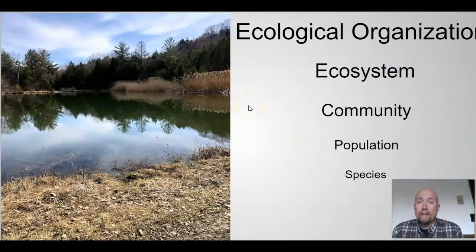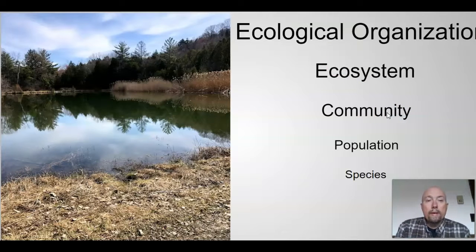All right, here's something called ecological organization. So kind of some fancy words here. You'll notice I set them up to start out big and get smaller as it goes on. So ecosystem is the biggest, and then community, and then population, and then species. So take a look at this picture. And let's kind of start at the bottom. So species is just one specific organism.